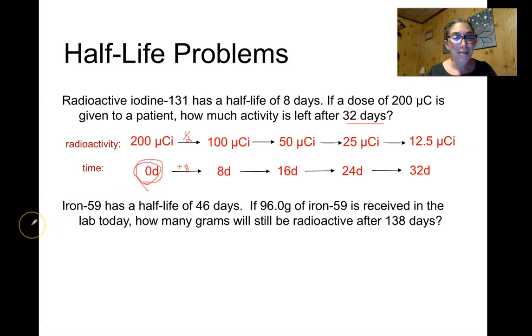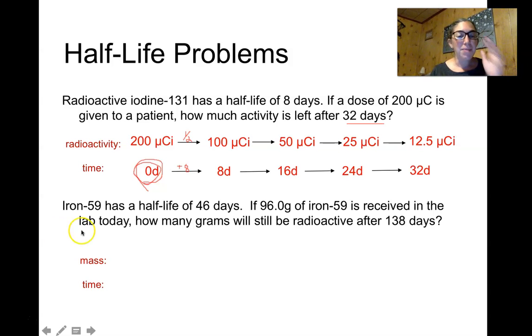One more practice problem. Iron 59 has a half-life of 46 days. So if we have 96 grams of iron 59 that was received in the lab today, like I'm a lab tech and it came in, how many grams will still be radioactive after 138 days? So radioisotopes don't have a great shelf life. You really have to get them fresh to use in patients, or be able to keep track of how much radioactivity they have left, because that will affect the dose that you give them.